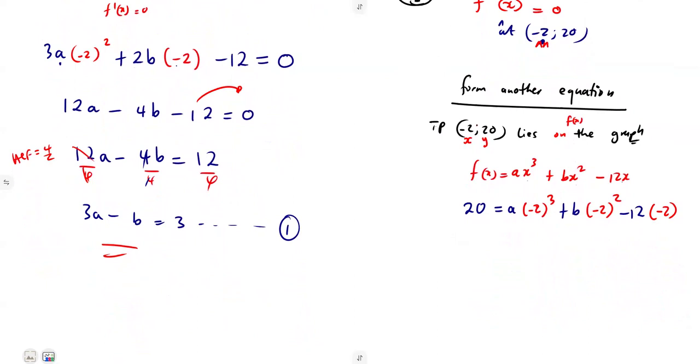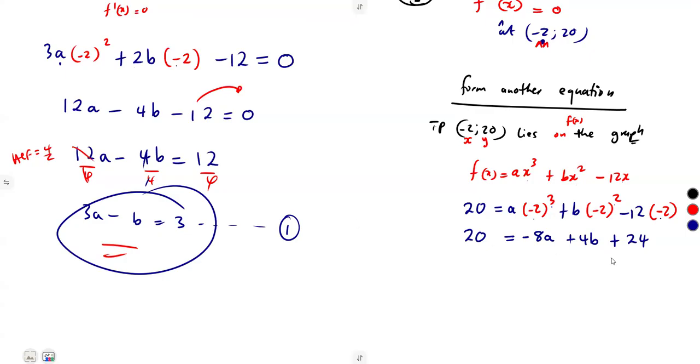All right, then try to simplify just like before. So 20 is equal to negative 2 to the exponent of 3, that's negative 8 times a, plus negative 2 squared, that's 4 times b, which is 4b, plus negative 12 times negative 2, that's positive 24. So you can simplify it just like this.